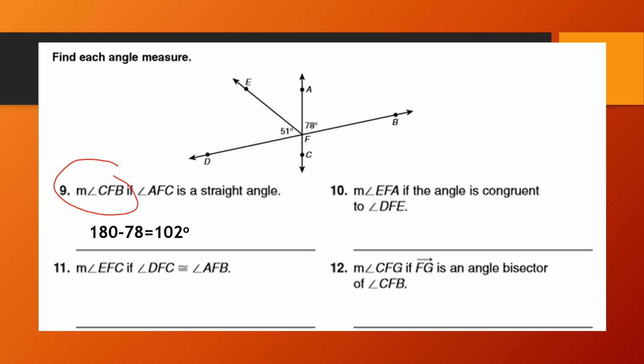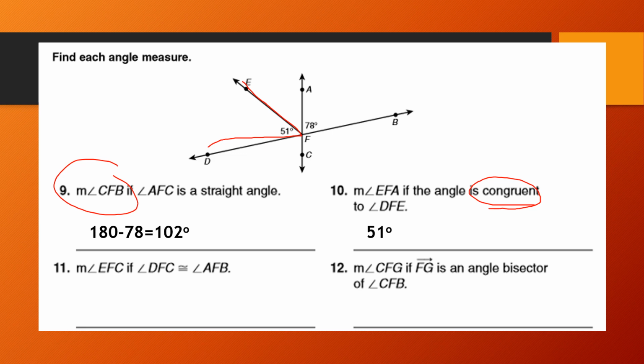For this one, angle EFA is congruent to angle DFE, and you need to know that congruent just means the same. That's the main thing that you need to remember. So if angle EFA is 51, then that means DFE will be 51.